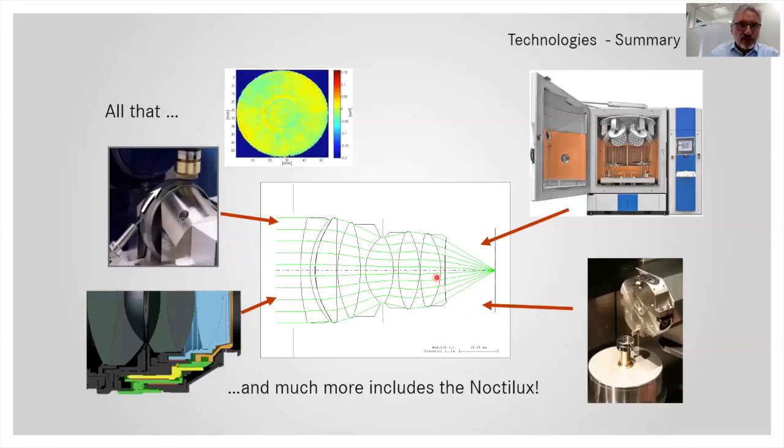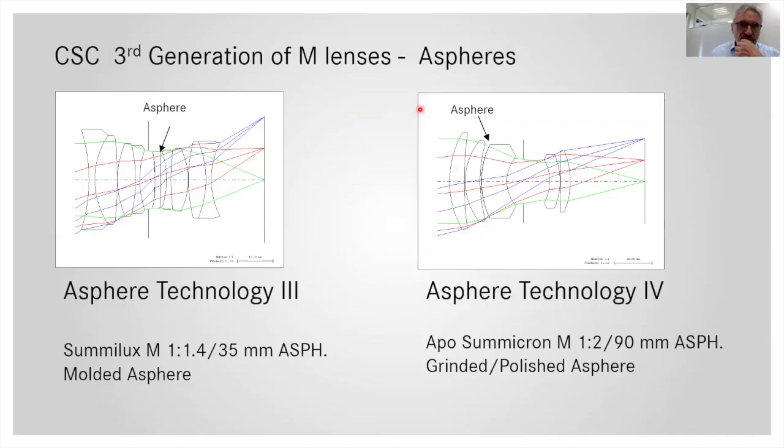So, in the third generation of M lenses with Asphere Technology 3, I name it 3 because it's press technology we use today. As long as the lens element is small enough, we can press. As long as the lens element has a certain shape, we can press. And if we need more, we do our Asphere Technology 4, grinding and polishing aspheres in-house.